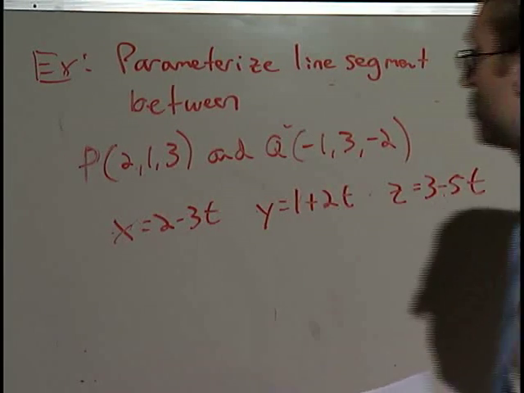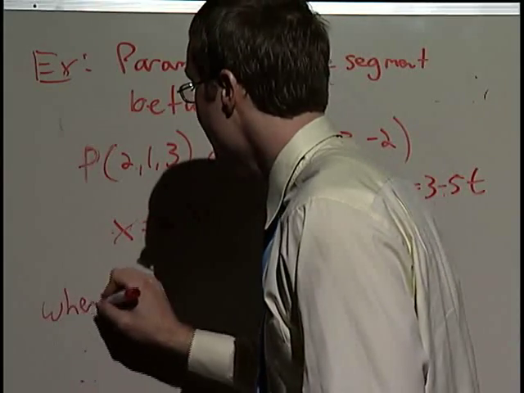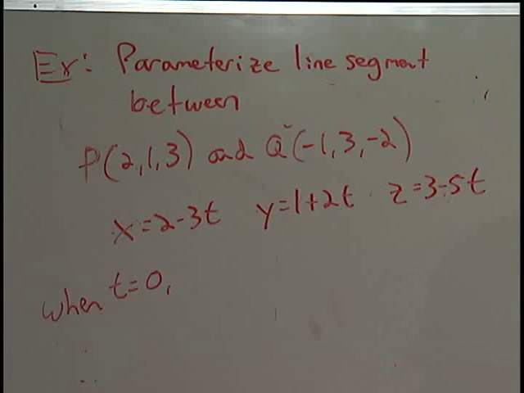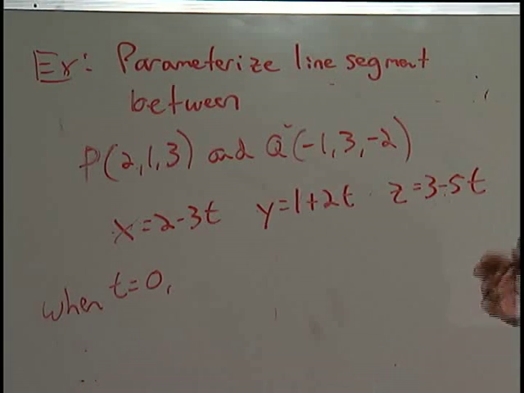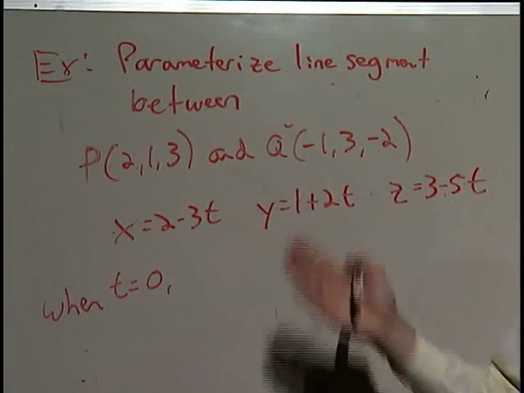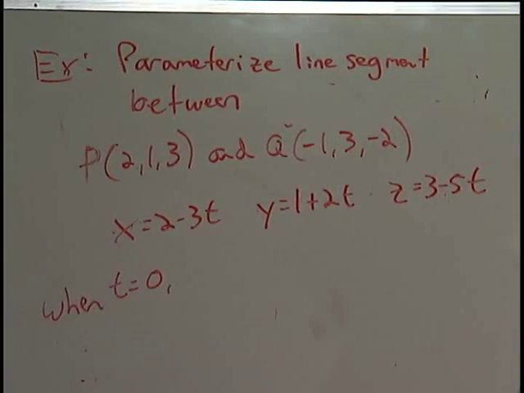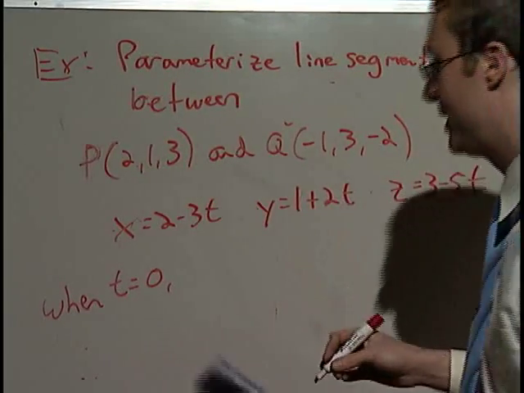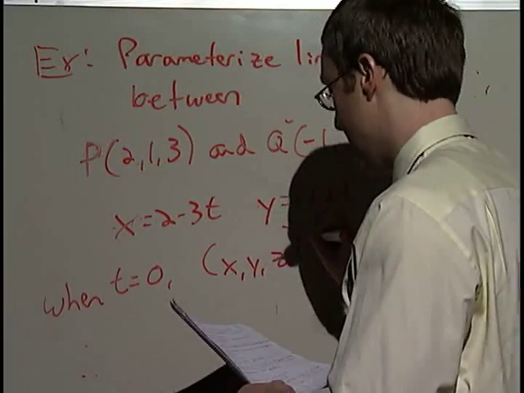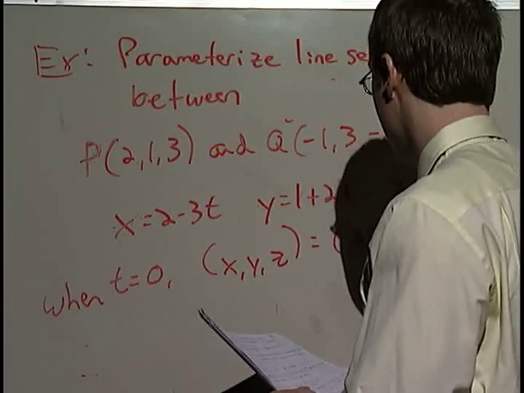And so now the question is, well, what t values correspond here? Well, luckily for us, we don't need to be too creative with a lot of these problems that were designed to work a certain way. So when t equals 0, what point on the line do we expect to end up at? Well, clearly the starting point, the initial point. So when t equals 0, x, y, z is equal to 2, 1, 3, which is P, right?